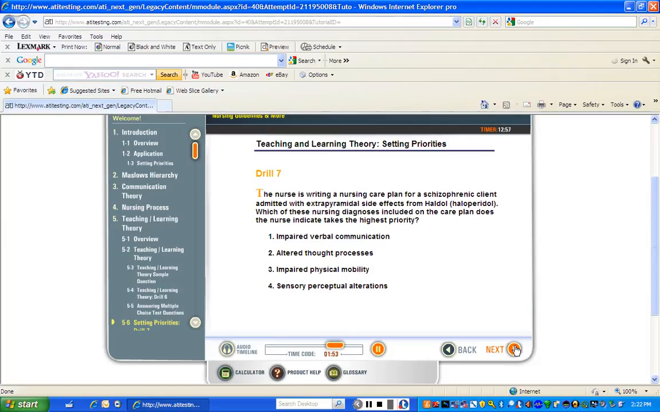Option 4, sensory perceptual alterations. This choice represents both a physiological and safety need, therefore a basic need according to Maslow.